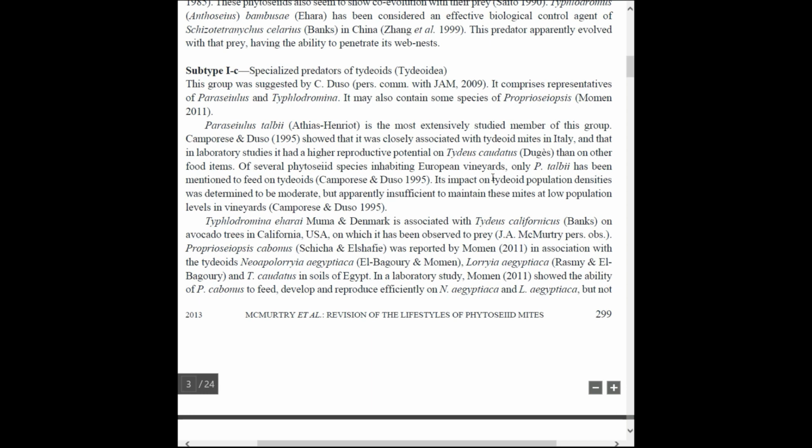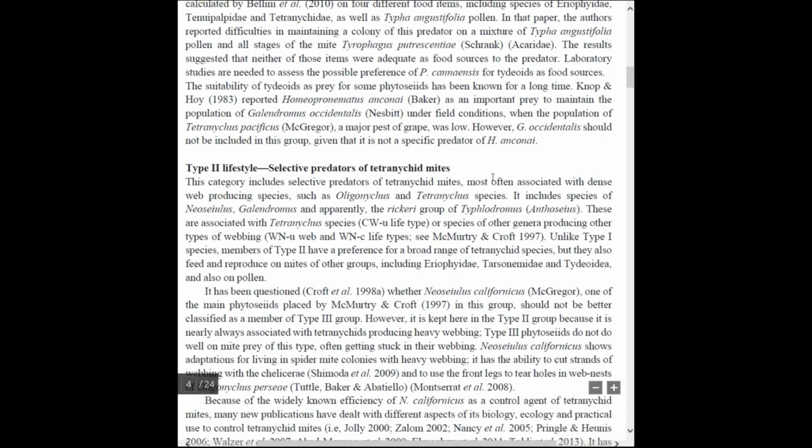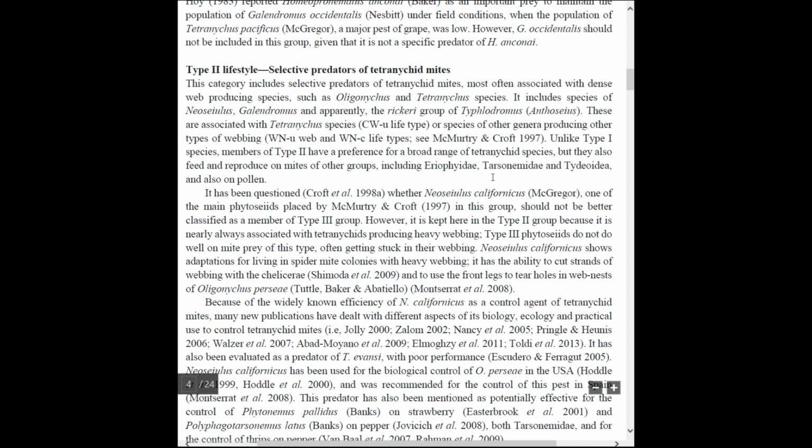Subtype 1C, specialized predators of tydeoids. So if you have species that are tydeoids, then you can use these mites. Moving on, we have type 2 lifestyle: selective predators of tetranychid mites. This category includes selective predators of tetranychid mites, most often associated with dense web-producing species. We've already mentioned some of these, Oligonychus and Tetranychus. It also includes species of Neoseiulus, Galendromus, Typhlodromus, and others.